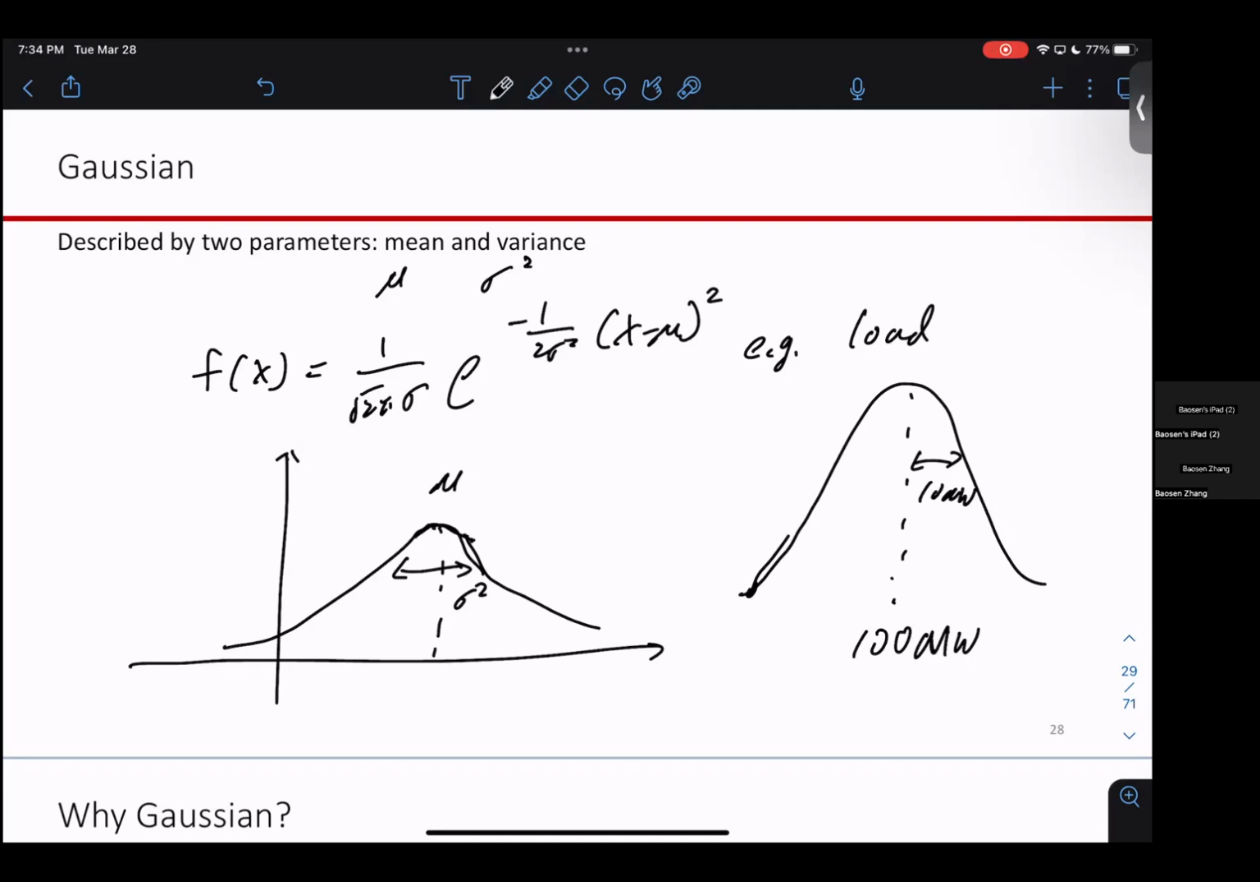You can think of the load in an average size city, an average size town, as randomly picking numbers along this curve. The higher the curve, the more likely you are to pick that number. This is what the Gaussian distribution is.